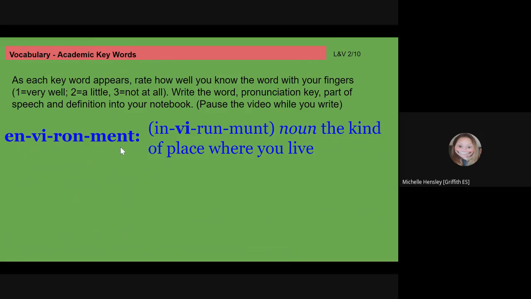Environment, another 4-syllable word, is a noun, and it's the kind of place where you live. So I'm sure that you were thinking, why isn't this in the science words? Because a rainforest is an environment. A city is also an environment. Your house is your environment, right? If you have a pet that lives in a cage or a tank, that's their environment, right? That's where they live. So it's just the kind of place where you live. That's your environment.